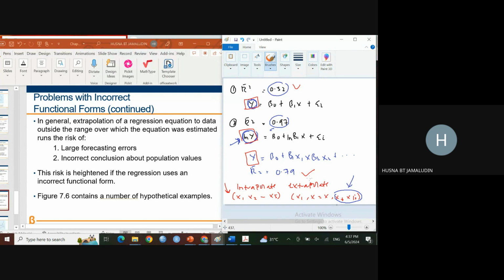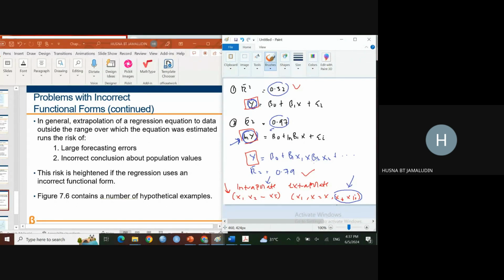Why? Normally, to be safe, people will use interpolate, because when you are using the existing value, the same sample that you have, your error will be small. But when you use extrapolate, because you are taking a value which is not even within your range, the error could be large.